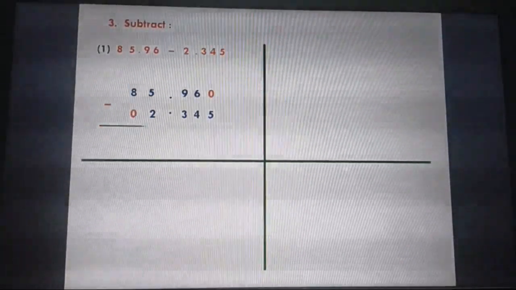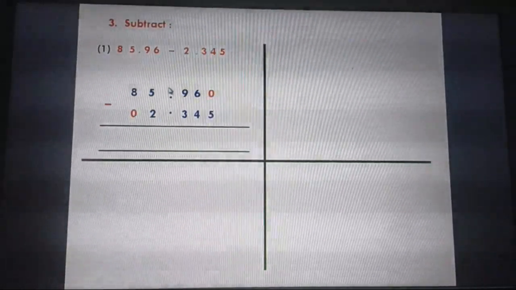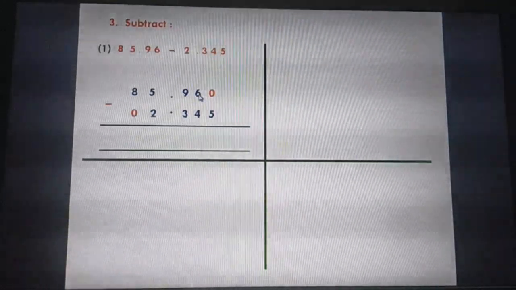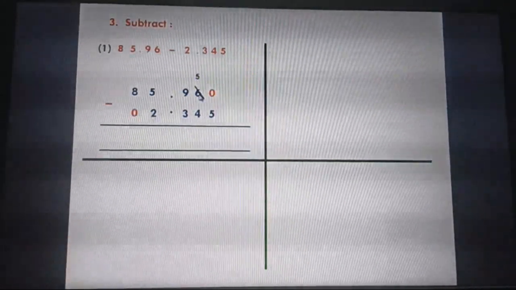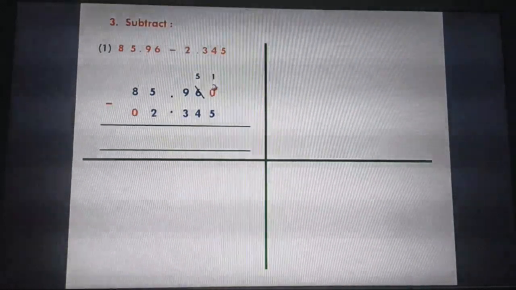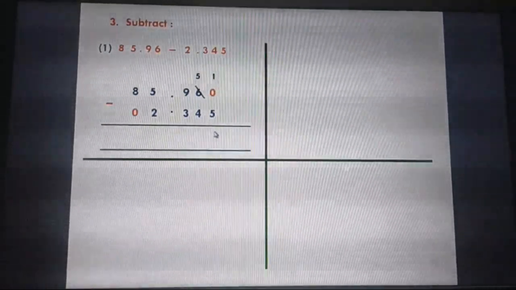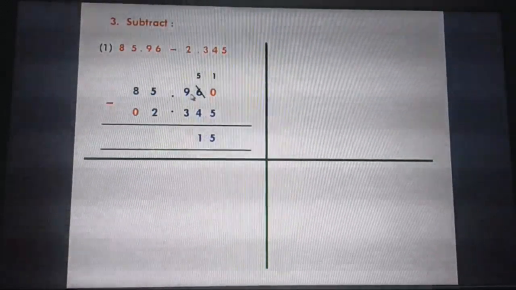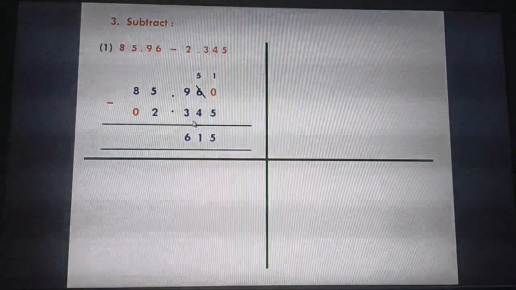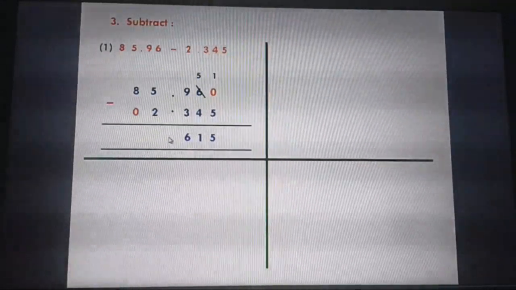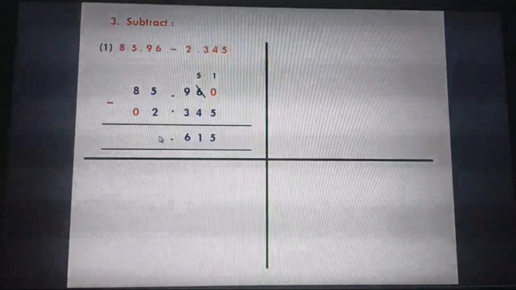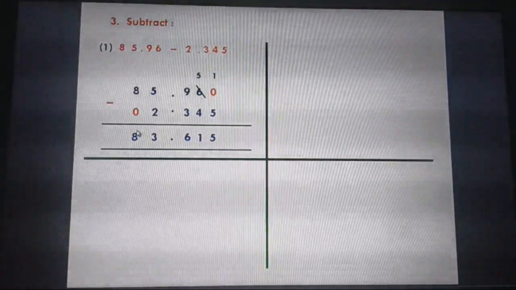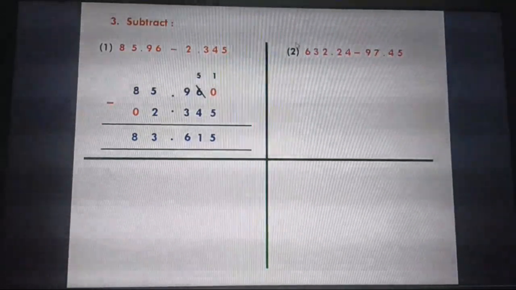Right? Now what I will do? I will do the subtraction. Now 0 minus 5 is not possible. So I will borrow from here. So this will become 5 and now this 0 will become 10. 10 minus 5 means 5. 5 minus 4 means 1. 9 minus 3, 6. Now this decimal, you put a decimal here. 5 minus 2, 3. 8 minus 0, 8. Clear? Now the next one.